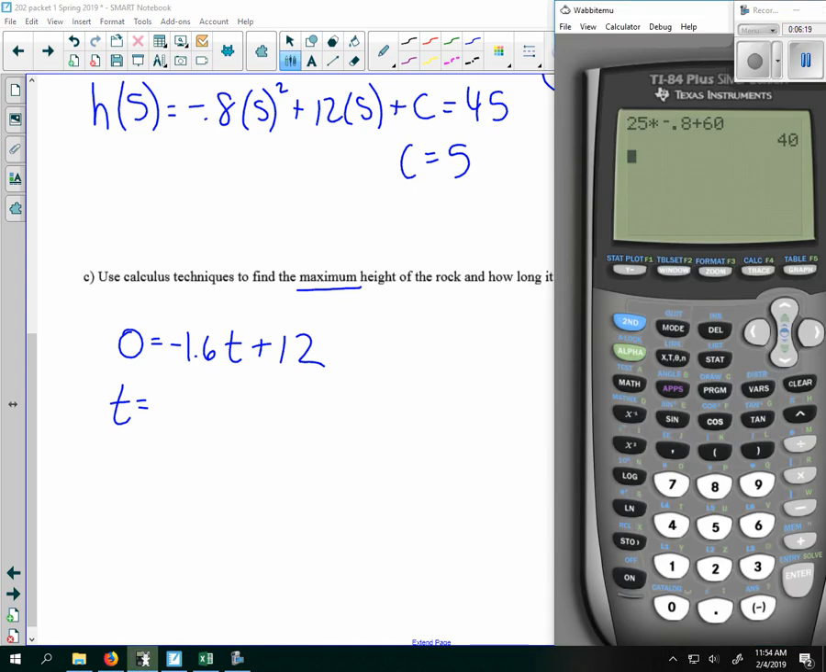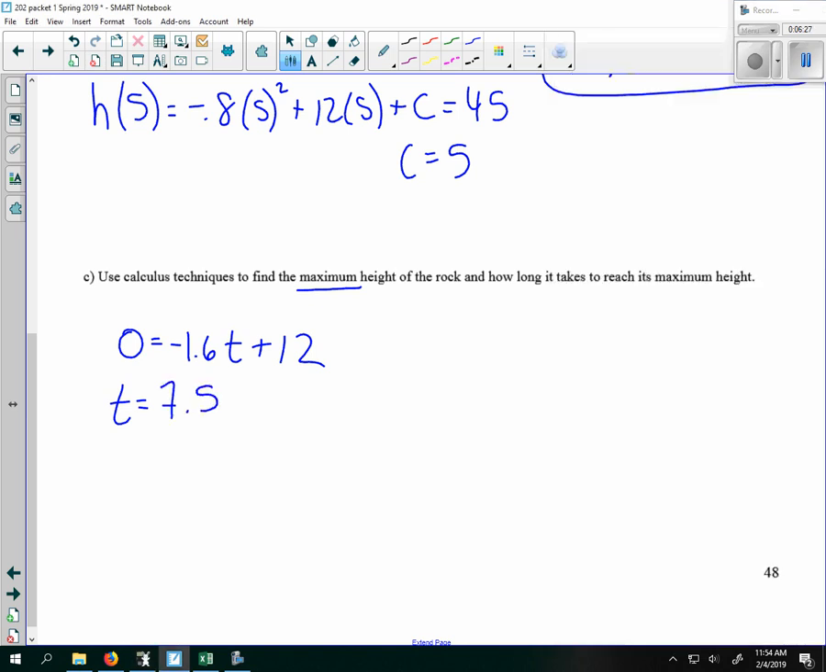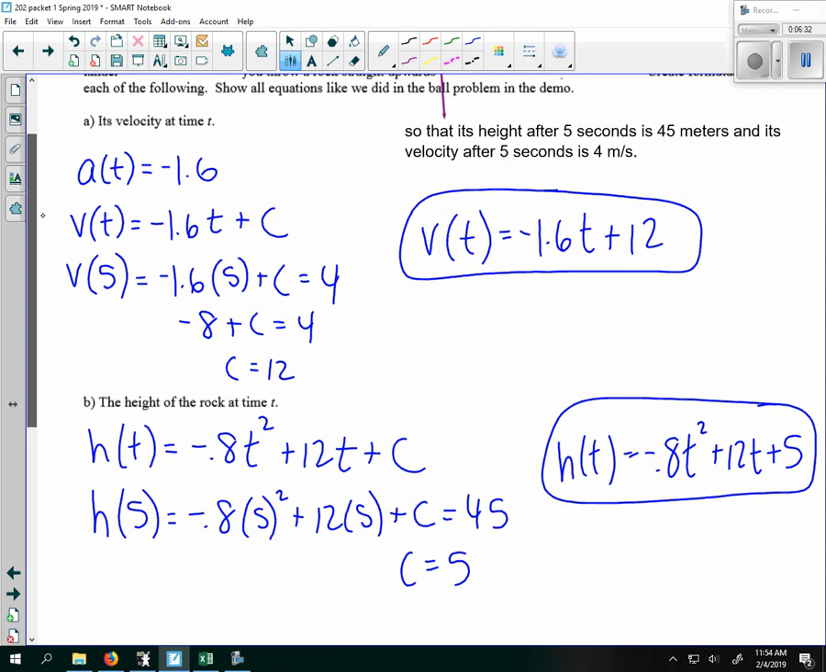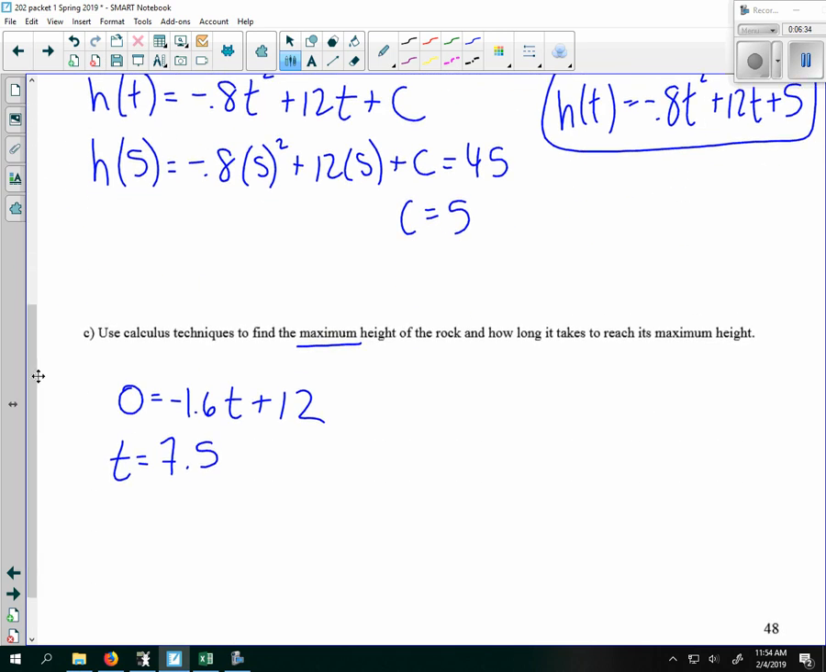So 12 over 1.6 is 7.5. 7.5 seconds. It is seconds, right? Yeah, 7.5 seconds. And then that is how long it takes to hit the maximum height. And then what is its maximum height?